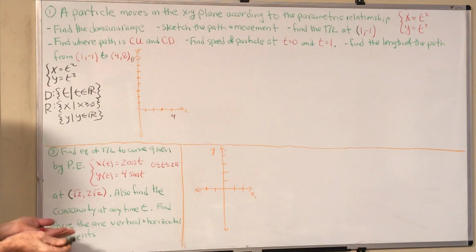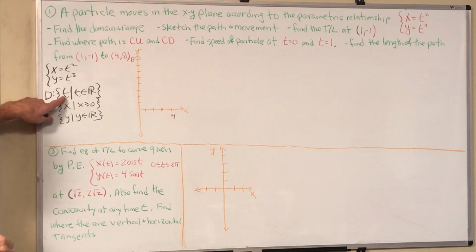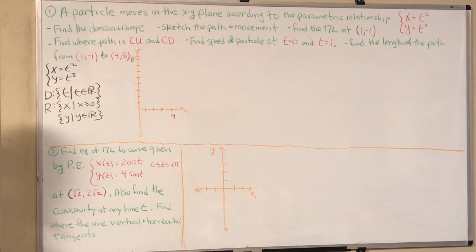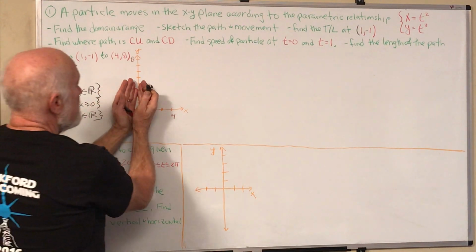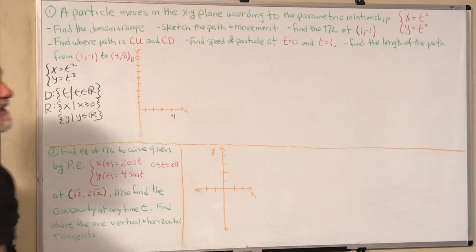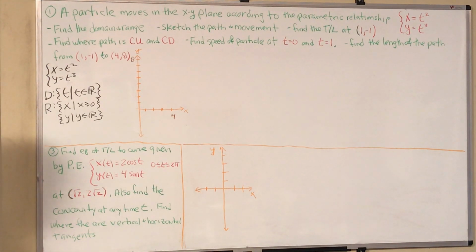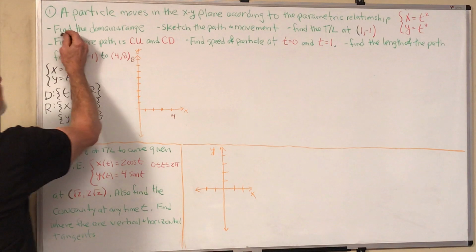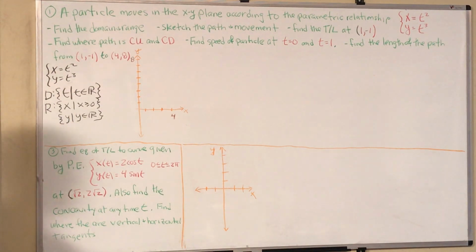Before I've even sketched it, I know I can use all values of t. I know that I'm only going to have positive values of x, and I'm going to have y going over the whole number line. So we have some feeling what's happening. And we've got the domain and the range answered.